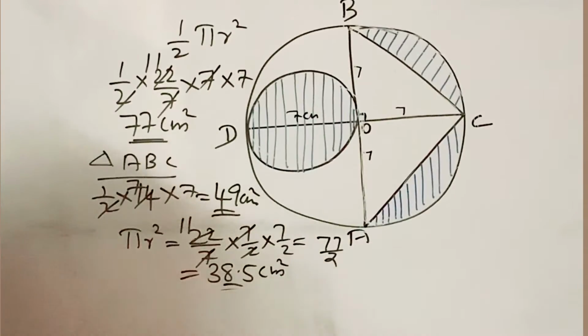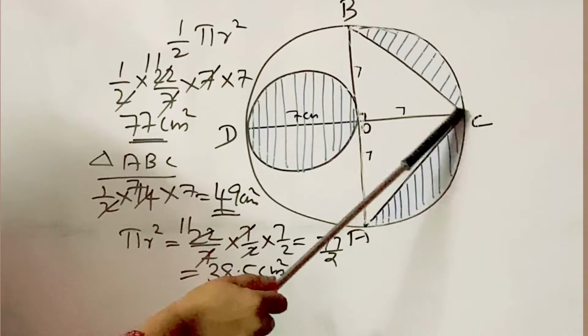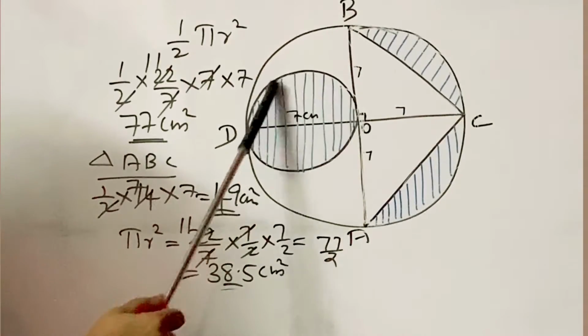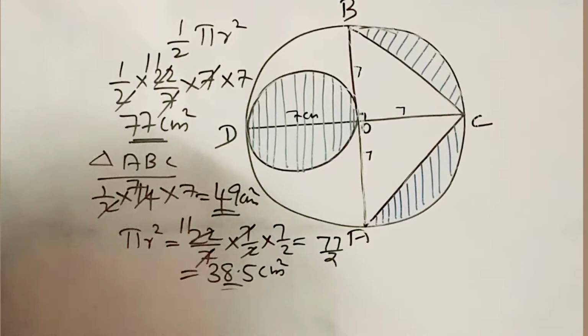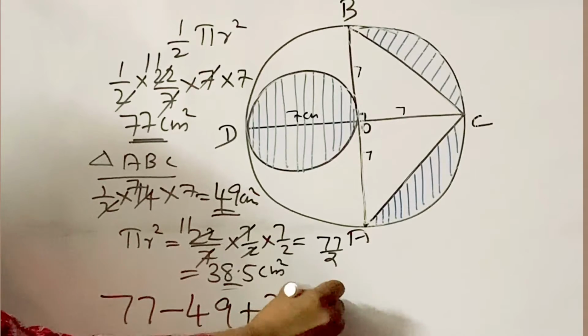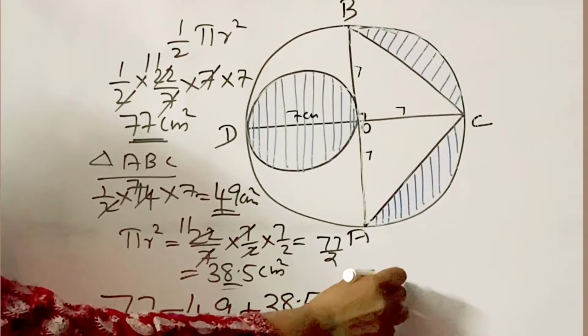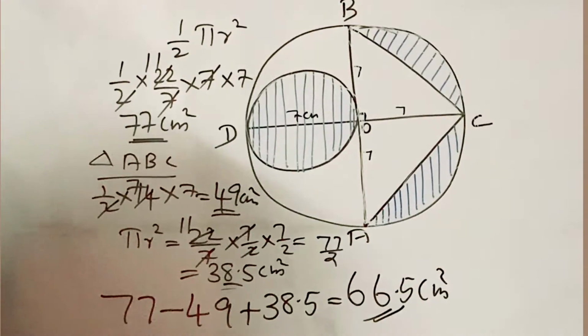Then the area of the shaded part is the area of this semicircle minus the area of triangle ABC plus the area of the small circle. That is 77 minus 49 plus 38.5 is 66.5 centimeter squares.